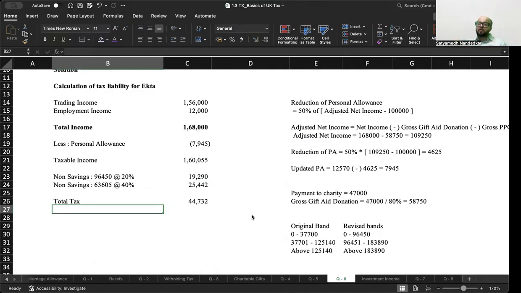This question was important for many reasons. First reason, non-savings. So you have a total income of 1,68,000. There is a reduction of PA, plus there is extension of bands on account of gross gifted donation. So do this part really well, because this will form an important part of the tax calculations that we'll be doing in bigger questions.